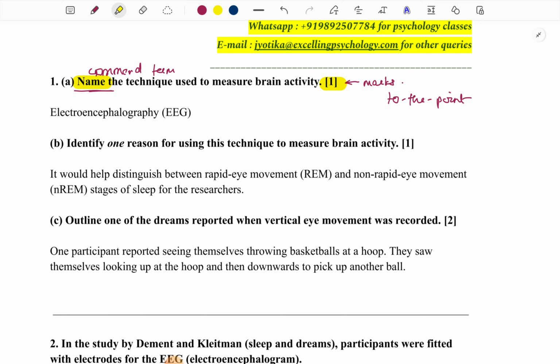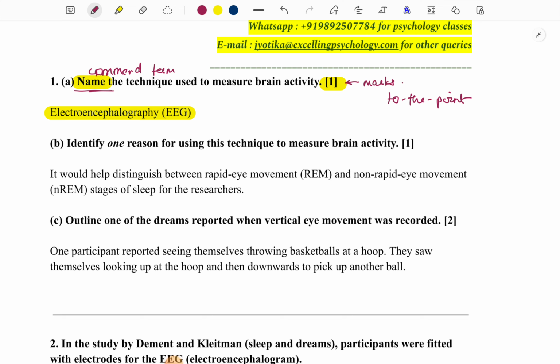Okay, the technique used to measure brain activity for Dement and Kleitman is electroencephalography. Now the FAQ for this answer is, do we have to write the full form of EEG? Well, don't be lazy. Write the full form, learn the full form. You're learning psychology, and what are you learning? Why are you learning only EEG? Why don't you know the whole name?